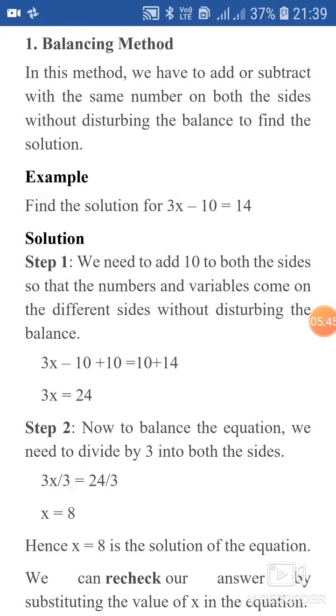You can see on the left hand side we have minus 10. To make it 0, we have to add 10 to both the sides. So you can see in step 1, 3x minus 10 plus 10 equals 10 plus 14. On the left side, minus 10 and plus 10 becomes 0. So on the left hand side, we get 3x and on the right side, we get 24.